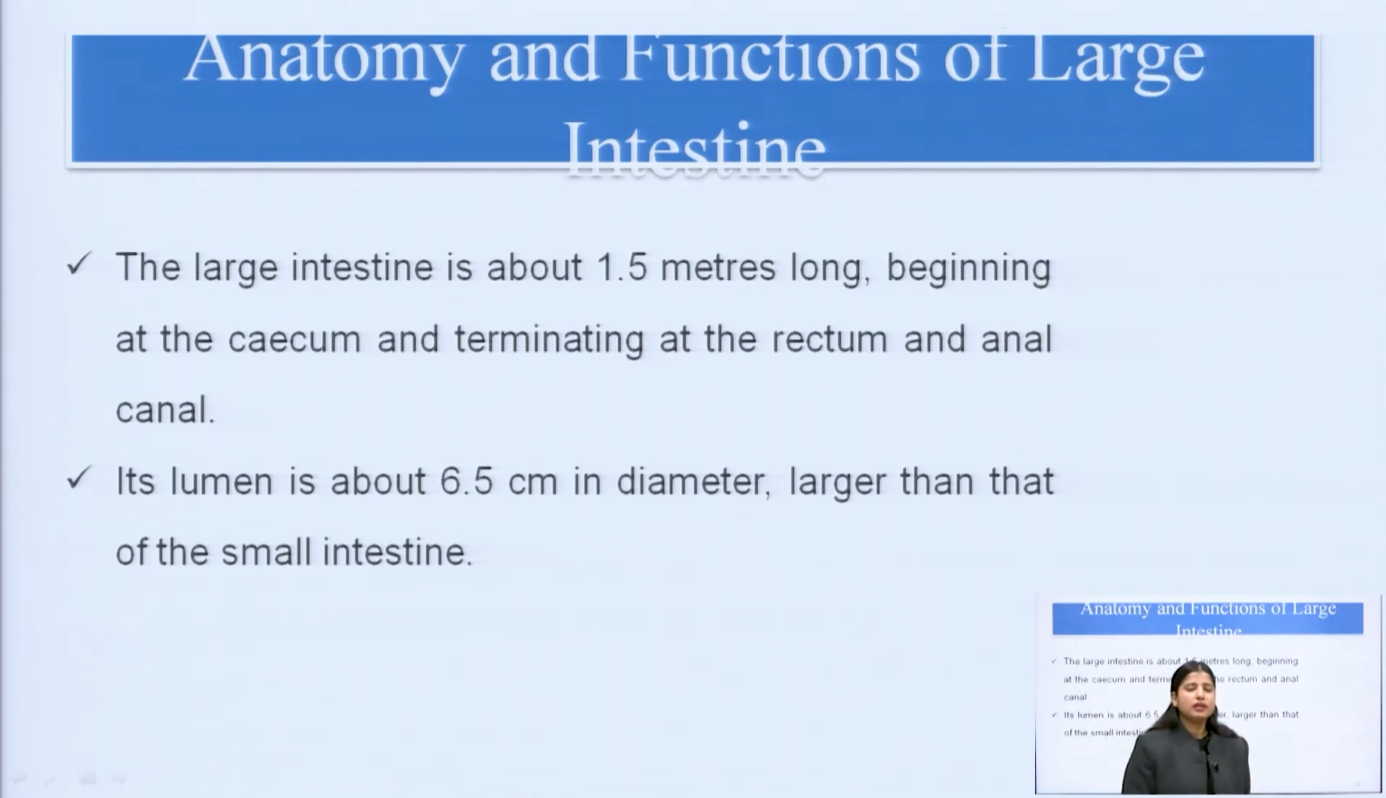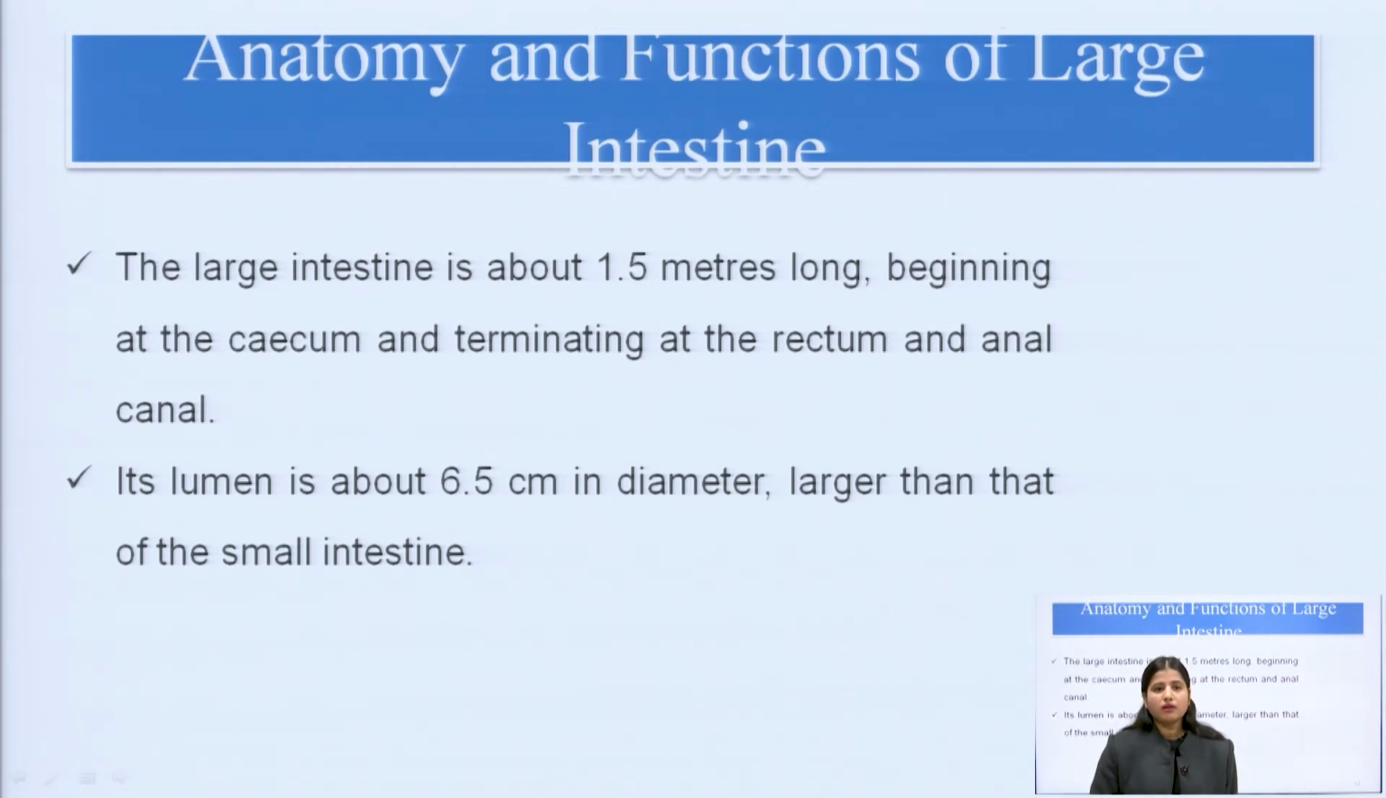Now, coming to the large intestine. We have covered the small intestine, which lies in between the stomach and the large intestine. In the small intestine there are three parts: the duodenum, then the jejunum, and then the ileum. The food content goes from the duodenum to the ileum, and then it comes into the cecum, which is the very first part of the large intestine.